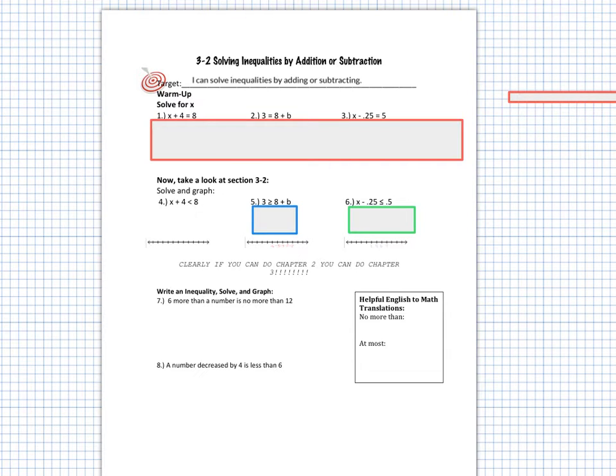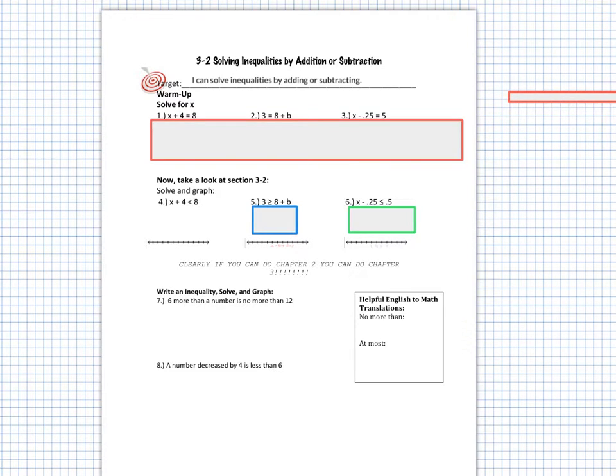As a warm-up, go ahead and solve these three equations at the top. x plus 4 equals 8, 3 equals 8 plus b, and x minus 0.25 equals 5. Write down the learning target and solve those three equations. Hit pause now, and then hit play when you're ready to resume.